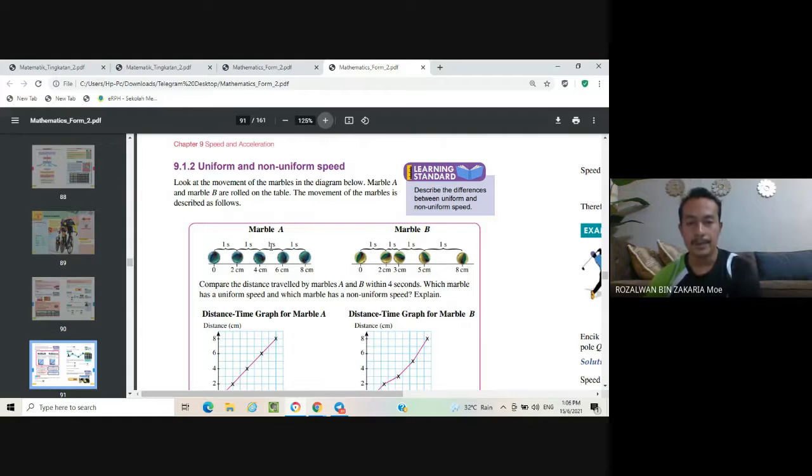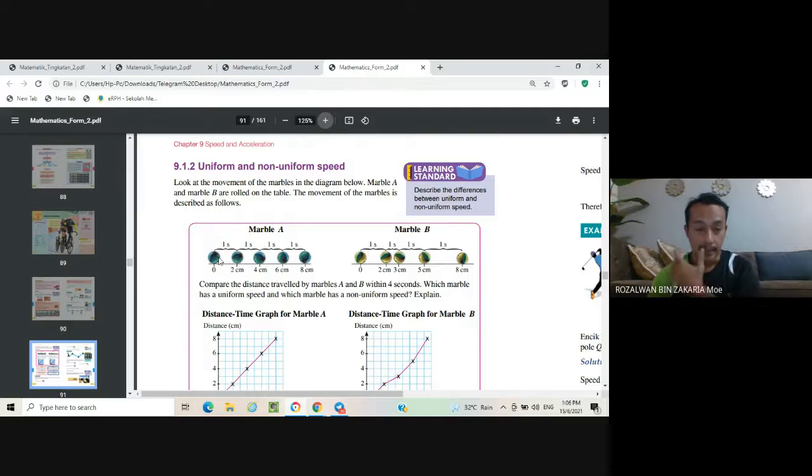So for marble A, at a distance of 0, marble A is not moving. After 1 second, marble A moves to the distance of 2 cm. After 2 seconds, marble A moves to the distance of 4 cm. After 3 seconds, marble A moves to the distance of 6 cm. Then after 4 seconds, marble A moves to the distance of 8 cm.